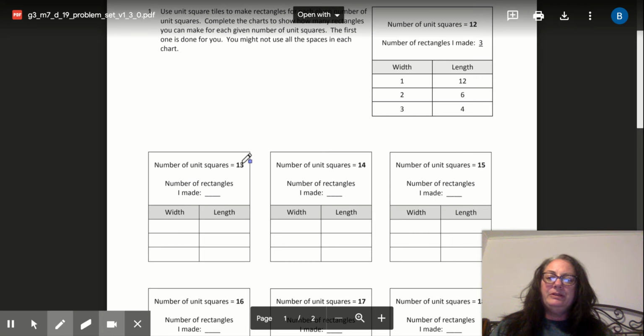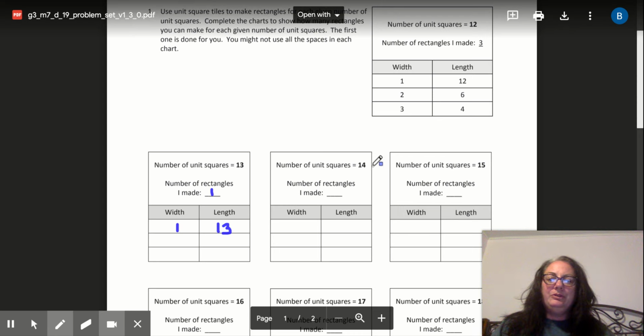Number of unit squares equals 13. Well, first we have 1 times 13. And then we ask ourselves, will 2 go into 13? No. Will 3? No. 4? No. 5? No. 6? No. 7? No. 8? No, and 9, no. So all we have is 1 rectangle made.